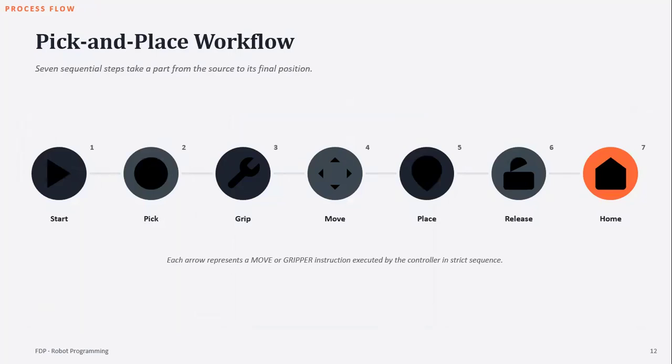So, what is the common workflow carried out in a pick and place robot operation? The workflow begins with the robot moving to the home position. It then approaches the pick point, grips the component securely, moves it to the destination, releases the component, and returns to the home position. This sequence is repeatedly carried out through the production cycle.